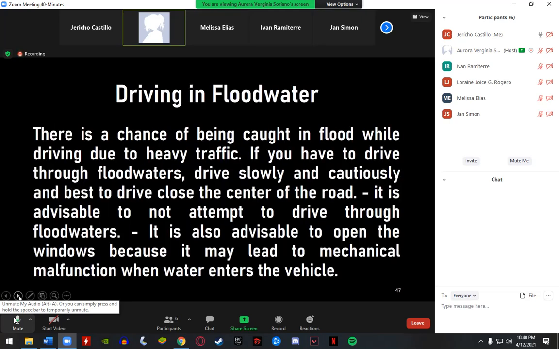Driving in flood water. So, ito po is mahahanap sa page 208. So, ito po ay parang safety precautions lang po pag inabutan kayo ng baha sa daan or pag kahit bumibiyahe. So, pwede yung basahin na lang po kasi mahaba po yan. So, next slide.